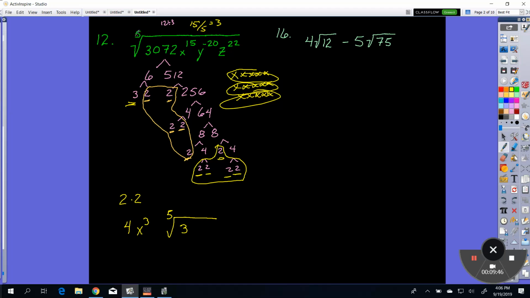Y to the negative 20 divided by 5. 20 divided by 5 is 4. Negative 20 is negative 4. So that means y comes out as a negative 4. But then if you remember, oh yeah, the negative moves it to the bottom. So let's just go ahead and put that on the bottom under here. There aren't any leftovers, and z to the 22 divided by 5, well, 22 divided by 5 is 4 with the remainder of 2. So that means that we have z to the 4th out here, and then we have a remainder of 2 z's left over, and that's our answer.